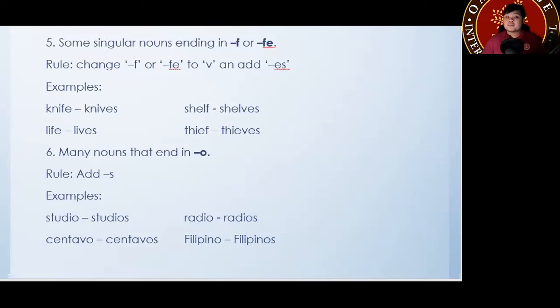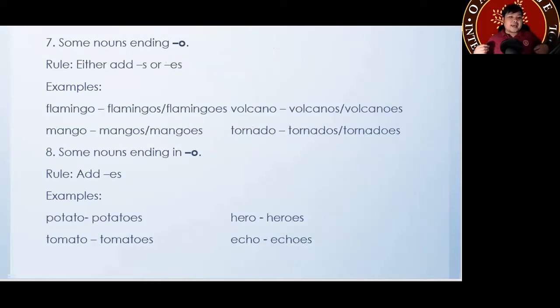All right? Rule six: many nouns that end in O, a lot of them, just add S. Studio, studios; centavo, centavos; radio, radios; Filipino, Filipinos. Sometimes, some nouns that end in O, you could either add S or ES. Example, the word flamingo. The plural is flamingos or flamingoes, either just an S or an ES. Mango is mangos or mangoes, either S or ES. Volcano, volcanoes. Tornado, tornadoes. Now, these are some nouns, not all, but some nouns that end in O. They could be written either with an S or with ES.